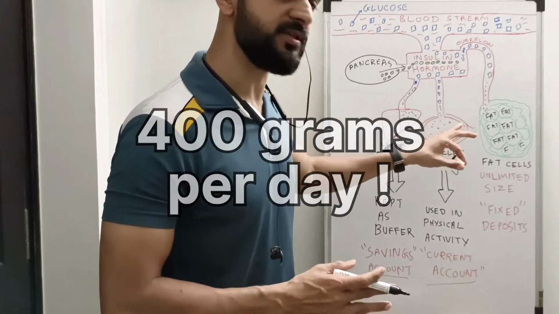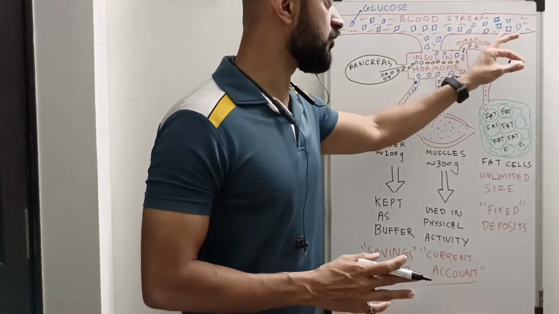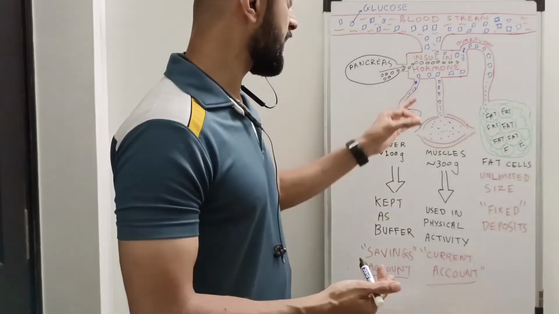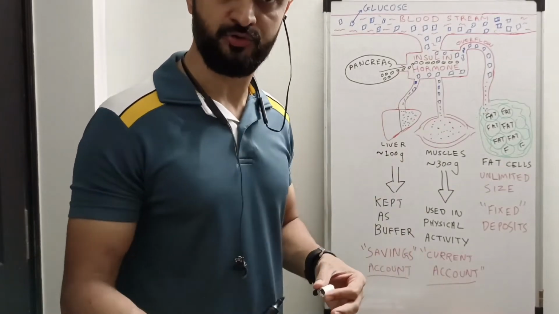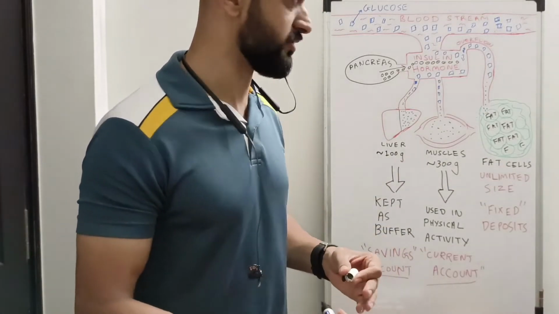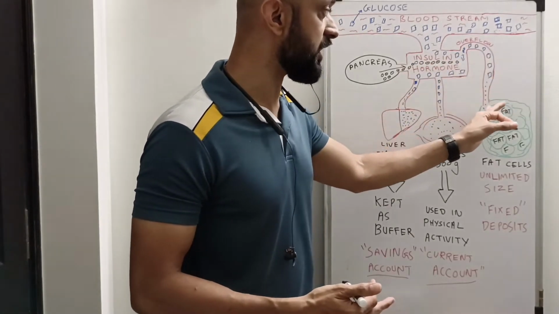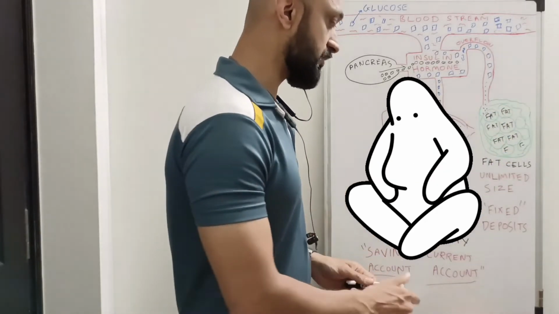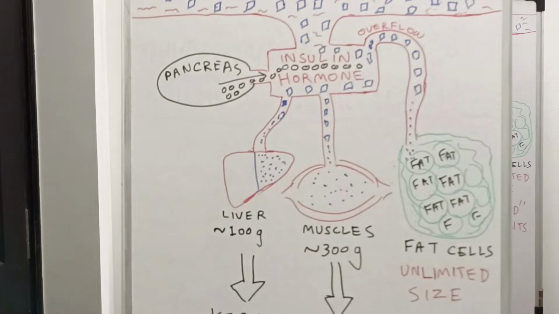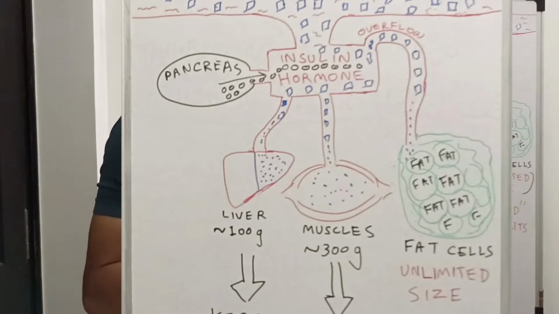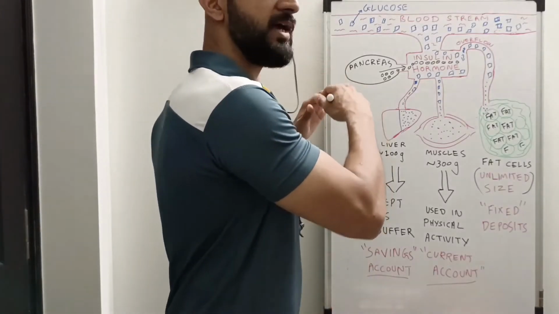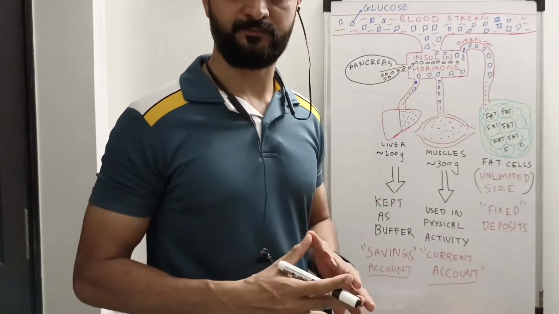Now once this is filled up, let's say there is still a lot of glucose inside the blood and the insulin hormone is also produced to handle that glucose. Then the glucose molecules are transported into the fat cells. Here one important thing to note is that the fat cells do not have any limited size. It is unlimited. That is the reason we get fat. This I have tried to show in a very simple manner.